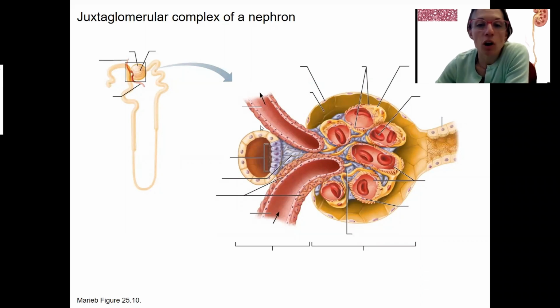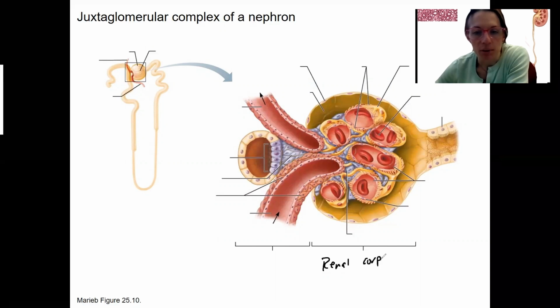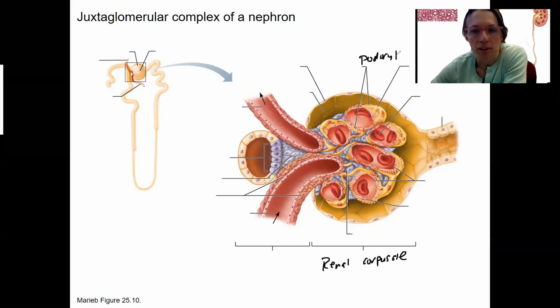You've seen this structure before. We're going to add in one new anatomical piece here to talk about intrinsic regulation of GFR. So as you know, we've got the renal corpuscle, this whole shebang, and that's made up of the glomerulus and the glomerular capsule. We've had some other structures we've labeled here, like the podocytes with their cell bodies and foot processes.